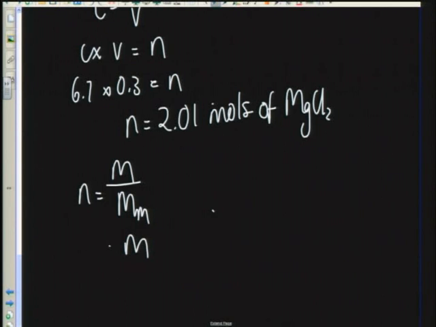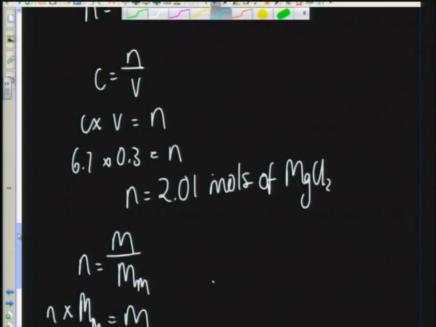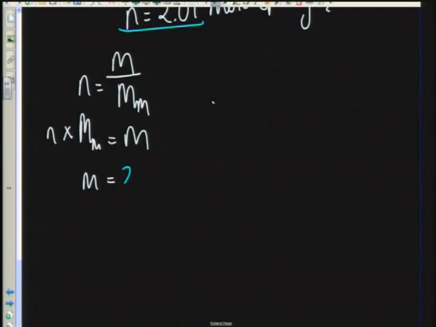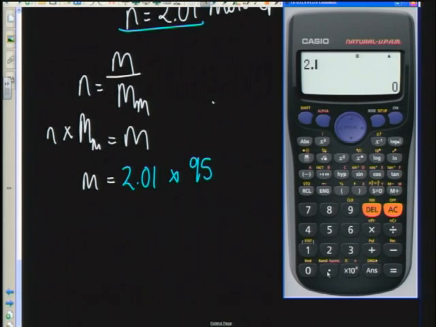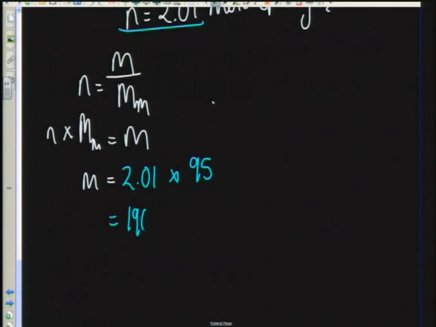Let's rearrange this. So mass at the top is what I need to find, and it is equal to number of moles multiplied by molar mass. Mass is equal to, we had already over here, just higher up, the number of moles that I want, so 2.01 multiplied by the molar mass, which was 95 grams per mole. So let's work those out. 2.01 multiplied by 95, 190.95. So it is equal to 190.95, and this is working in mass, which is in grams.